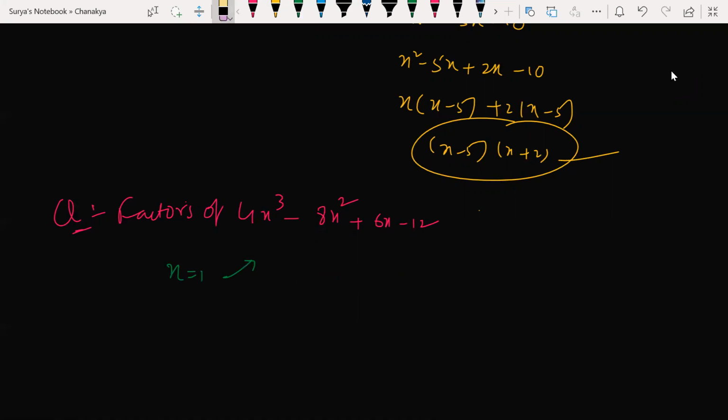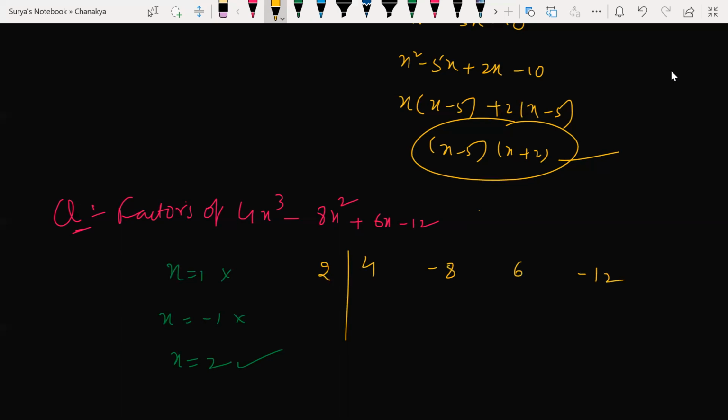Then x is equal to minus 1. Not possible. x is equal to minus 1 is also not giving me 0. x is equal to 2. Yes, 2 gives me 0. For 2 it's coming. Let me write 2 here. So what I will be doing, beta? 4, minus 8, 6, minus 12.